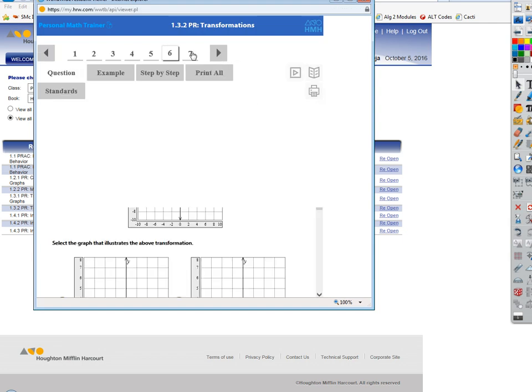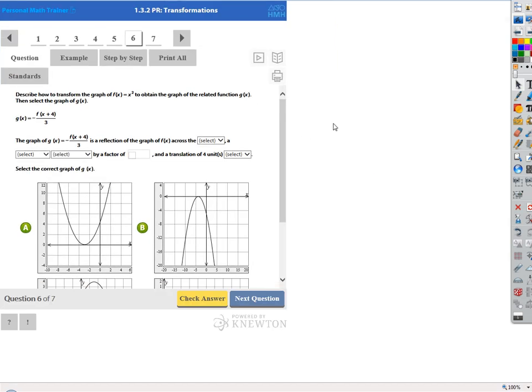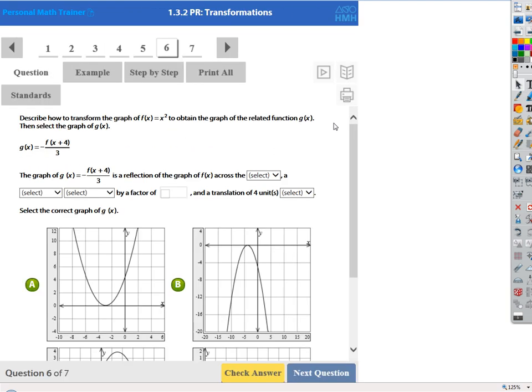One problem we'll look at, number 6. Yeah, what about this one? I understand why this one would be a little bit tricky. So the parent function here is f of x equals x squared, and they're giving us g of x, right? If this is g of x, I'll write it down a little bigger. F of x equals x squared, and g of x equals negative f of x plus 4 over 3.